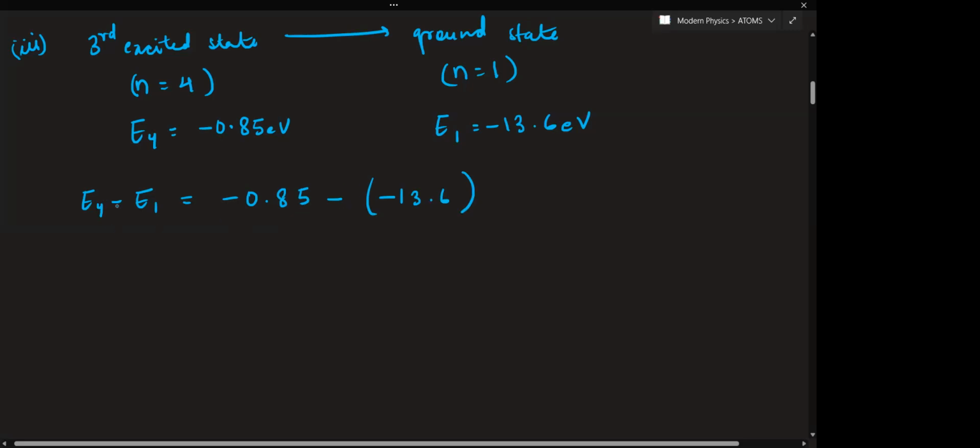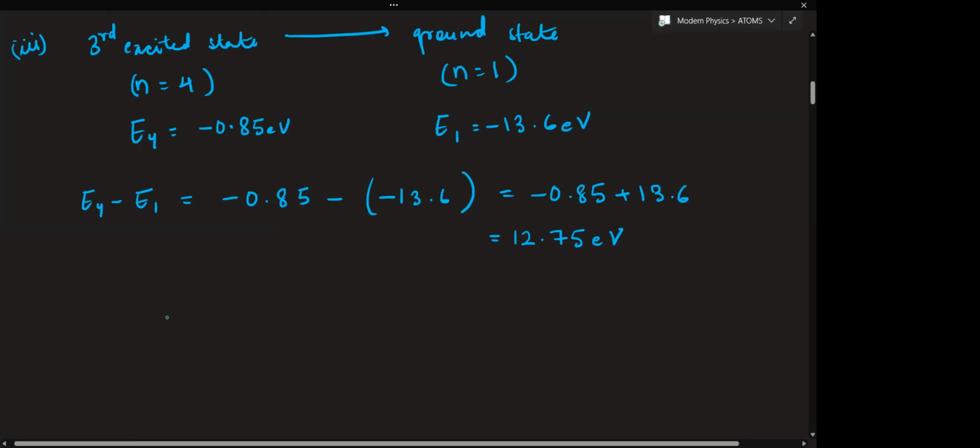This is the minus sign of the difference, and this minus sign is of the energy of the first state. So this becomes minus 0.85 plus 13.6. That gives 12.75 electron volts. This will be positive because 13.6 minus 0.85 is there. Now, in order to calculate the wavelength, let us first convert it into joules.